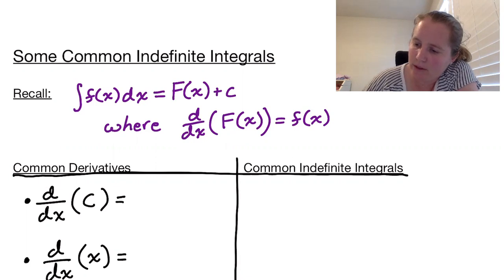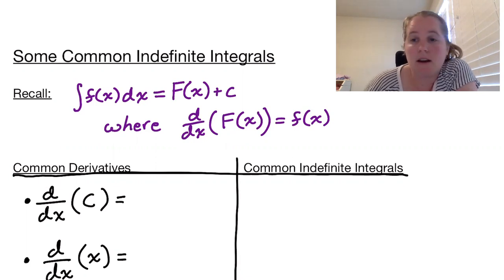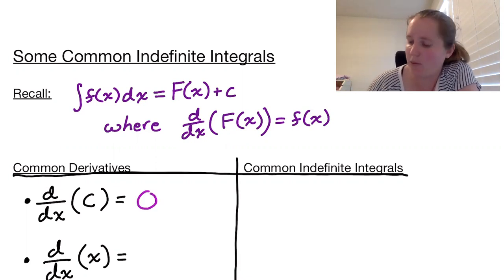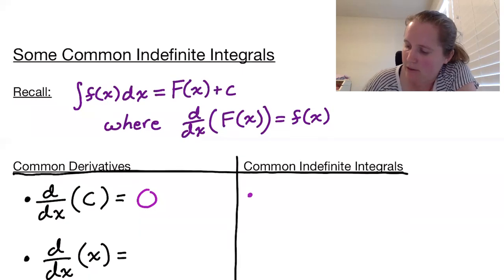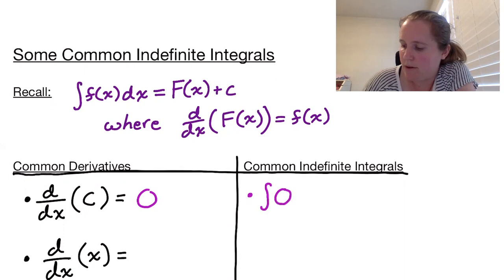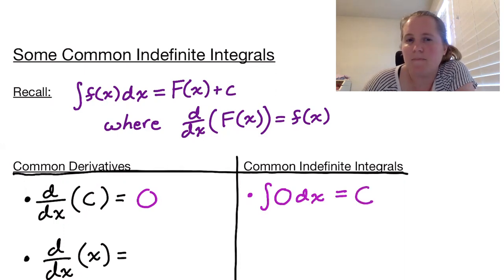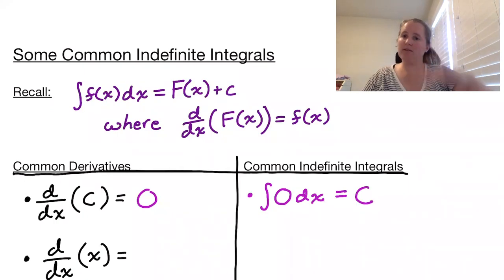So the derivative of a constant c was equal to 0. So now we're going to go backwards. If we want to take the integral of 0 dx, then we should just get back out a constant. Right? So we're going from the answer essentially to the original function.